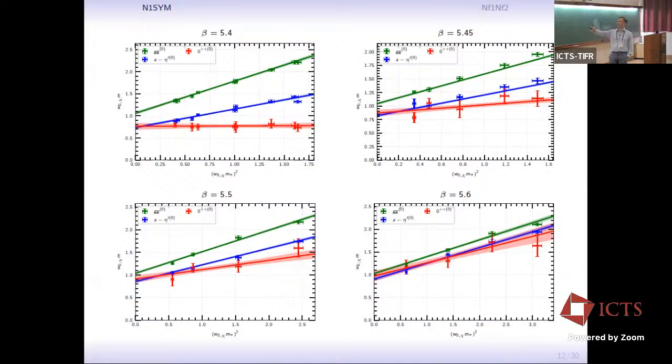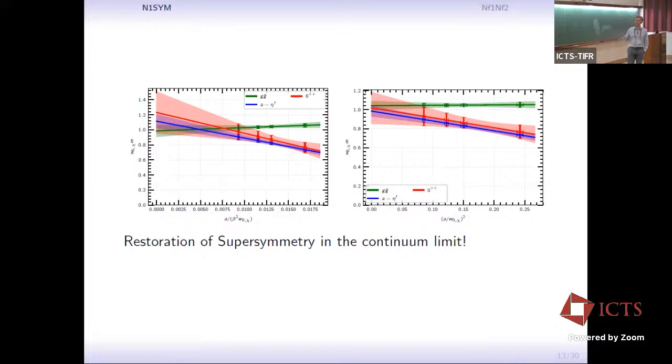And at a rather coarse lattice spacing, you see that there's a rather large gap in the spectrum, and then you go to larger beta, which means smaller lattice spacings, and then you observe that a multiplet forms. You can do this more precisely, make a combination of different fits, and then you see that, in fact, you get supersymmetry restored in the continuum limit.